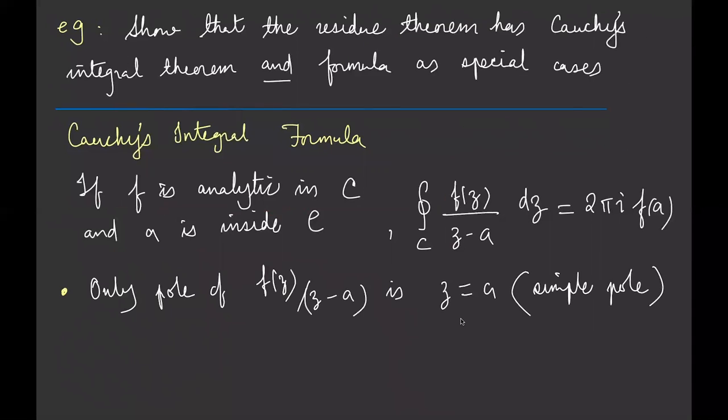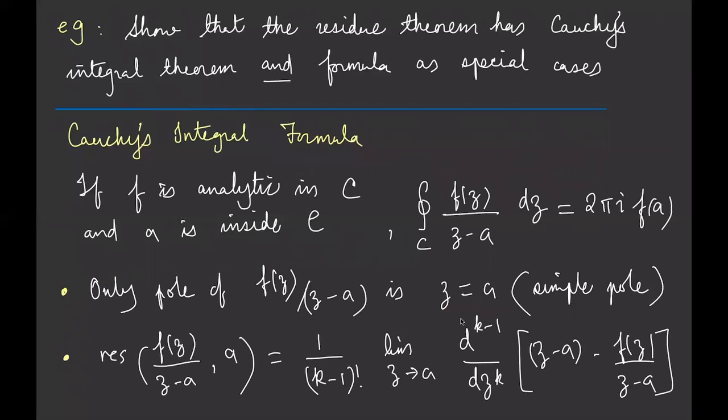Now, why is this a special case of the residue theorem? Well, if I look at this term over here and I am trying to apply the residue theorem, I first need to identify poles. f is an analytic function, so my only pole is z equals a, and it's a simple pole because it's to the power 1. That means it's a first order pole, first order singularity.